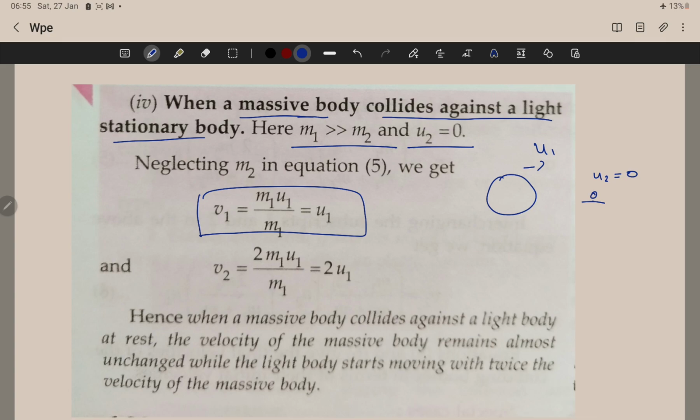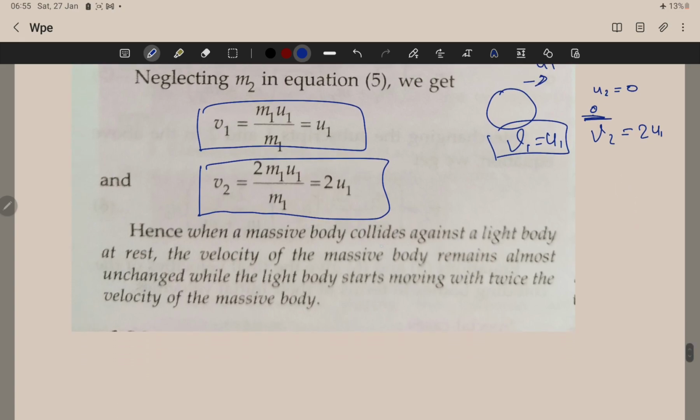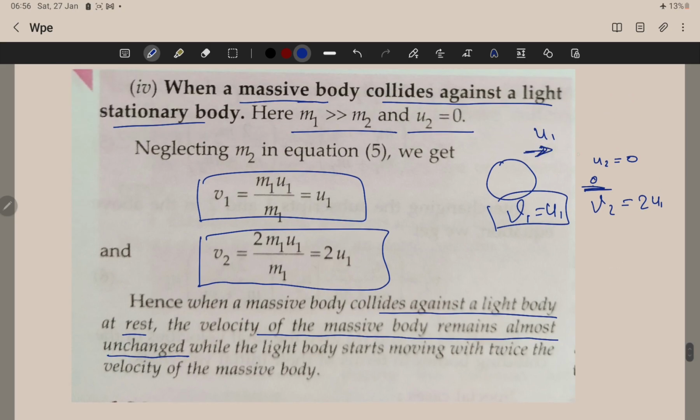So this v1 will become u1 and v2 will become 2 times u1. This body remains moving with the same velocity, but this body starts moving with a velocity twice its initial velocity. Final velocity also remains the same. So when a massive body collides against a light body at rest, the velocity of the massive body remains almost unchanged. No one can change the velocity of this massive body.